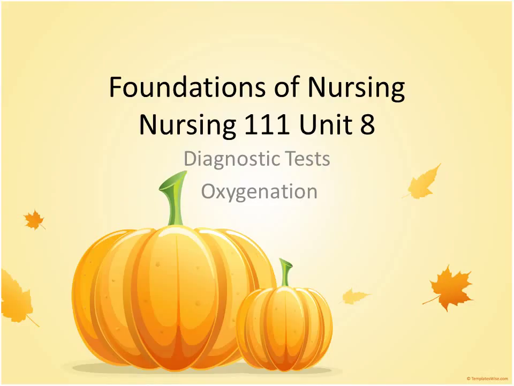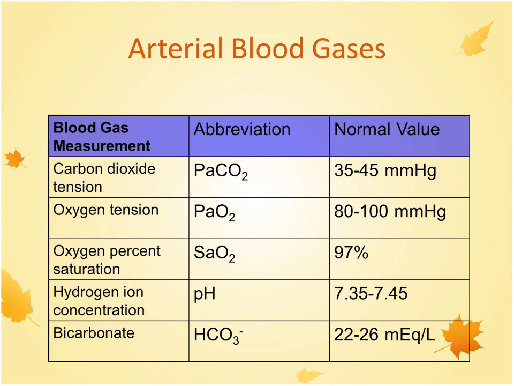We're going to talk about some of the diagnostic testing for oxygenation. First thing I want to talk about is arterial blood gases. And this is probably the most accurate method for determining the patient's actual oxygenation status. There are 5 primary components to the arterial blood gases.